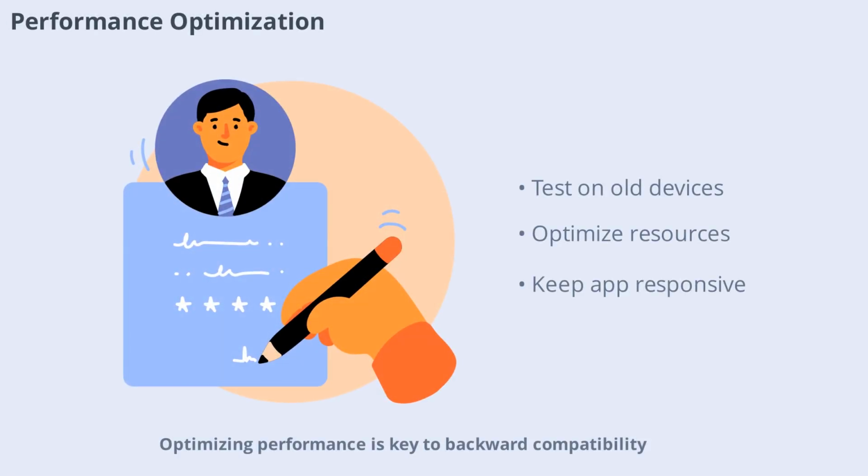Optimizing performance is key to backward compatibility. Test your app on older devices to ensure it runs smoothly. Optimize resource usage, minimize background tasks, and keep your app responsive for all users.